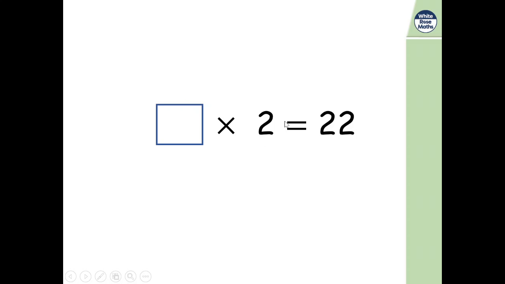Something times 2 equals 22. So how many groups of 2 will make 22? That's what that means. So get groups of 2 and count in 2s until you get to 22. Pause now and have a go at that. And the answer is 11.